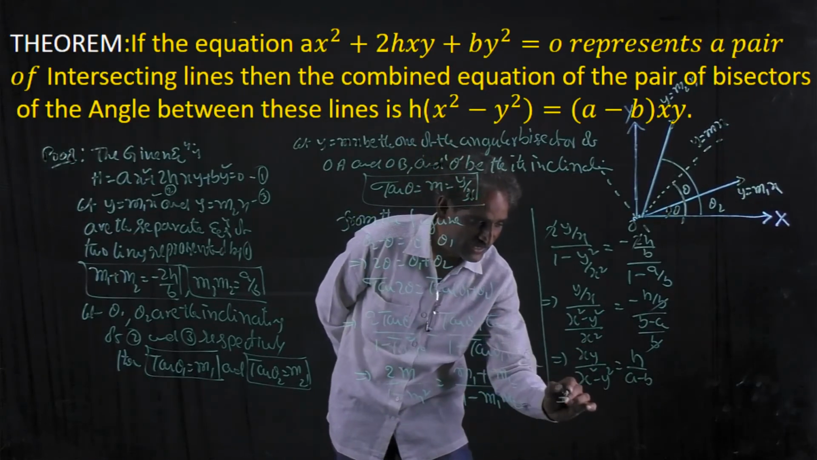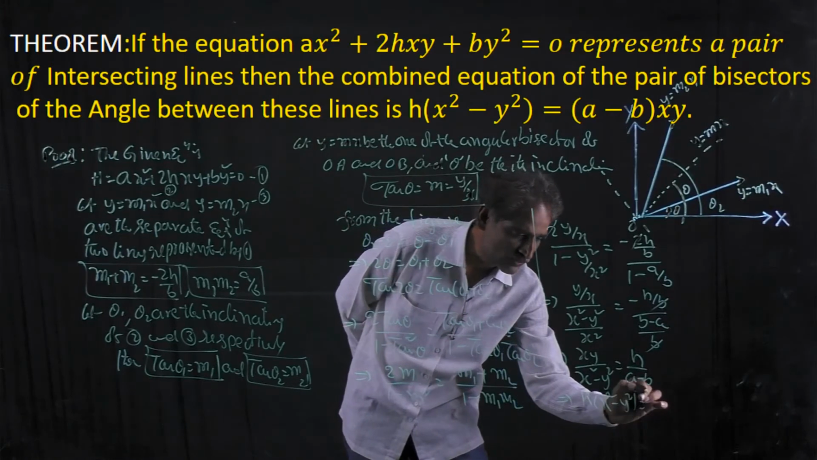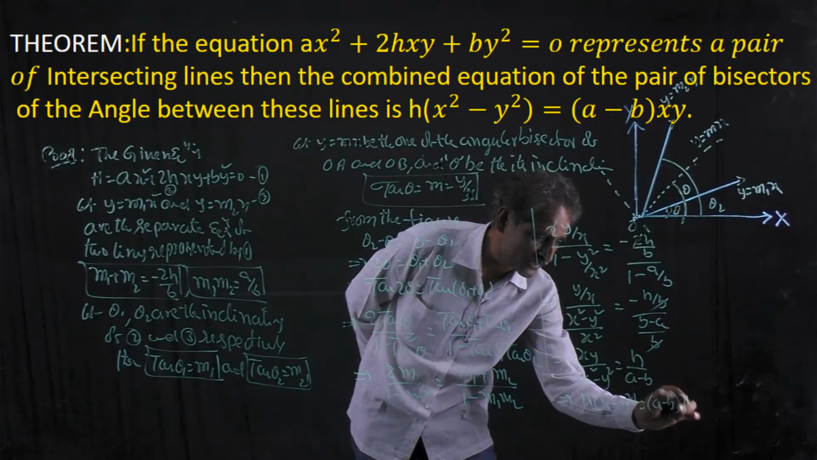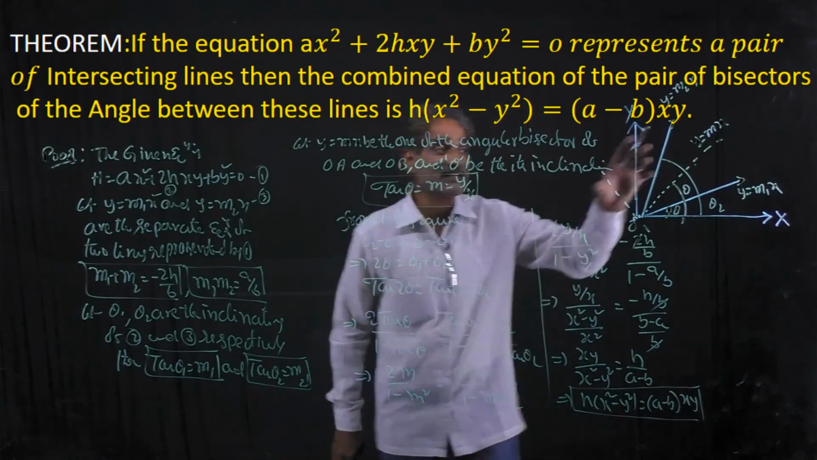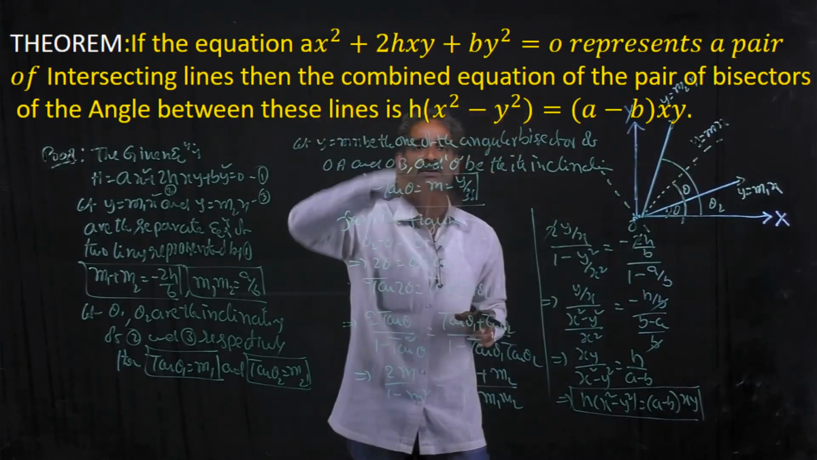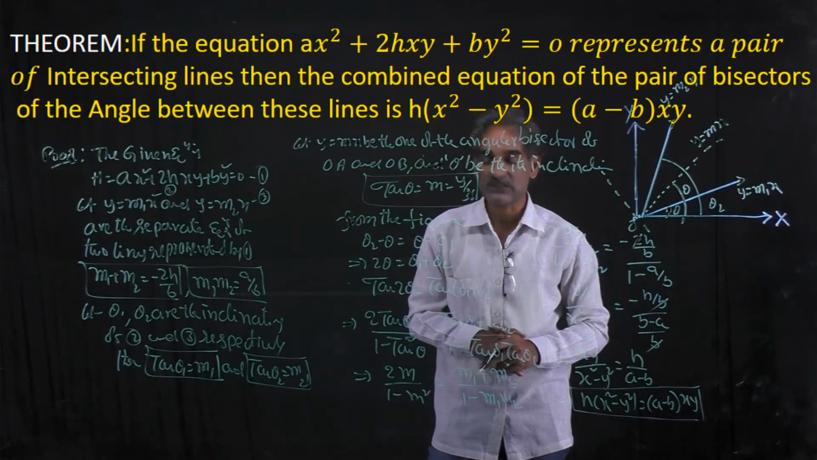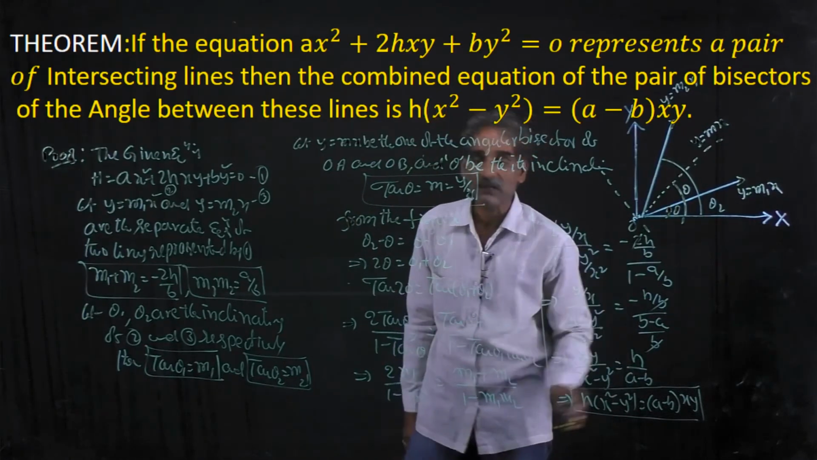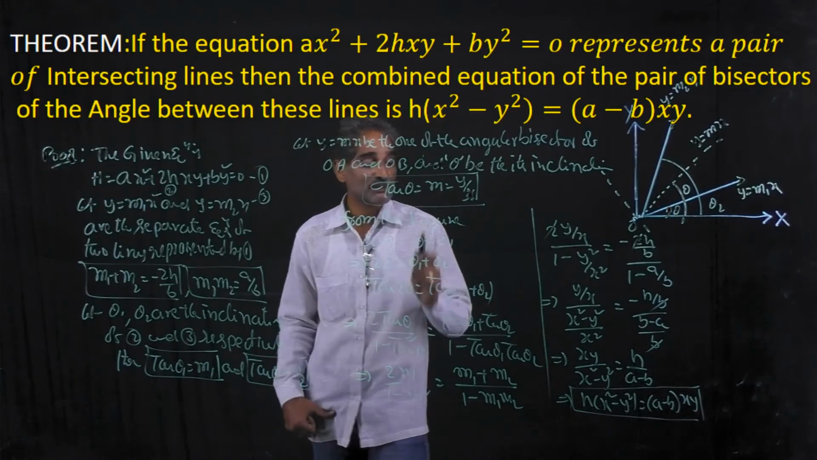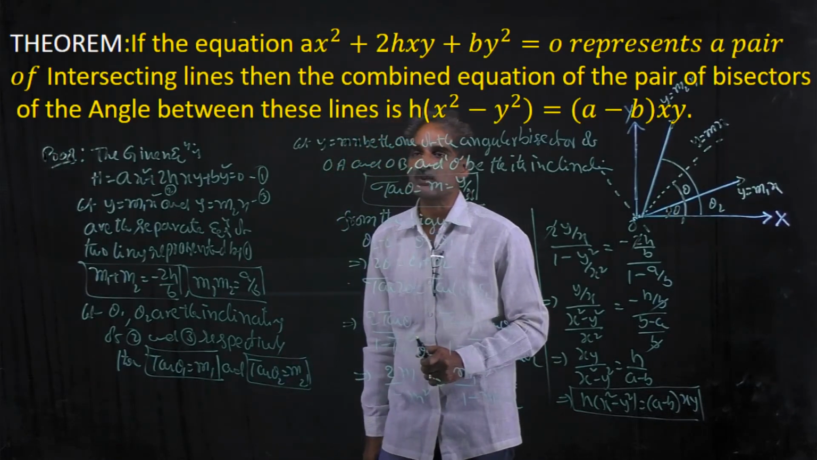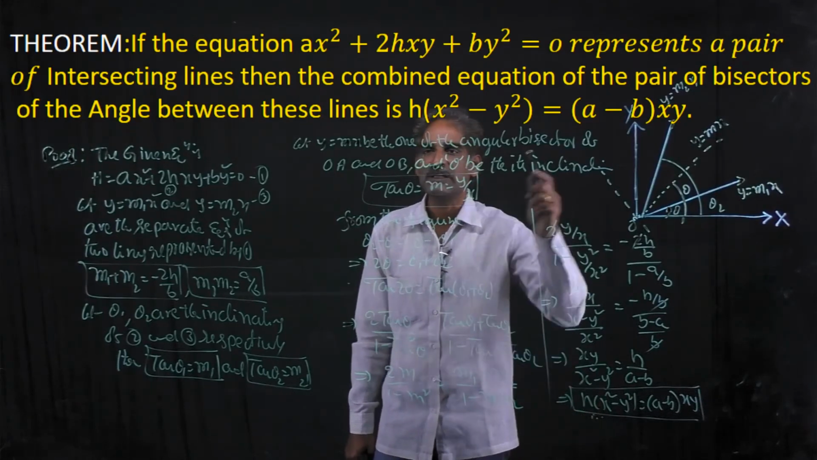Understand? From this we can write h into x square minus y square is equal to a minus b into xy. This is the combined equation of the angular bisectors of the pair of lines given by the equation. Understand? H into x square minus y square equal to a minus b into xy is the combined equation of the angular bisectors of the pair of lines ax square plus 2hxy plus by square equal to 0.